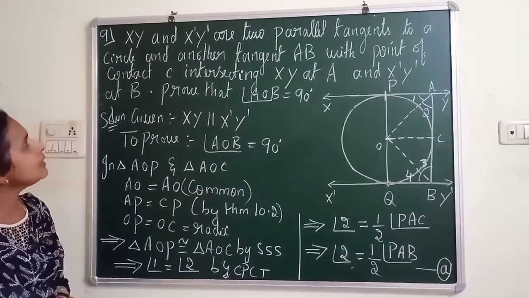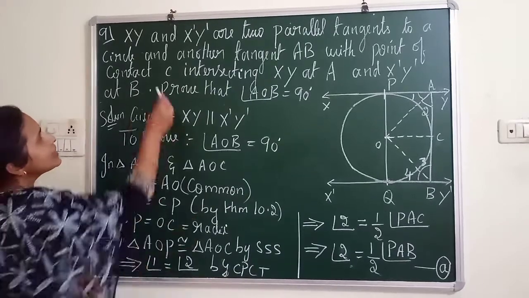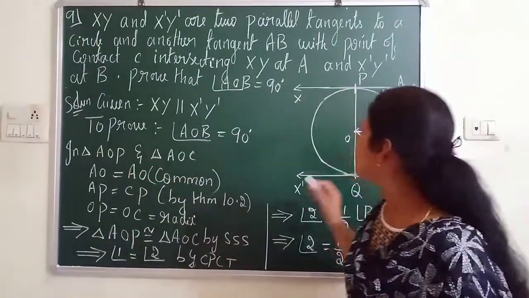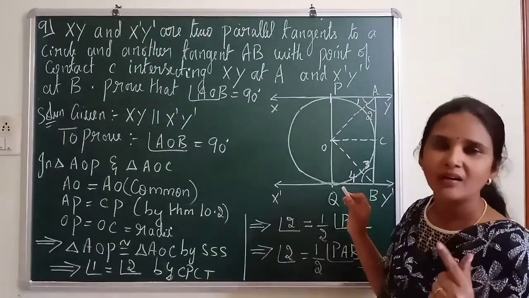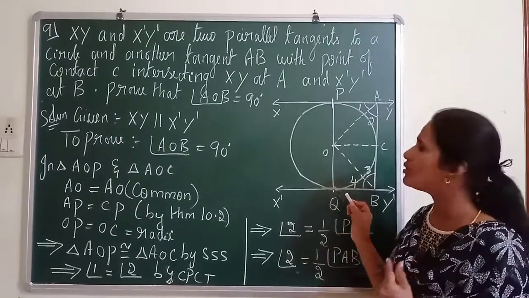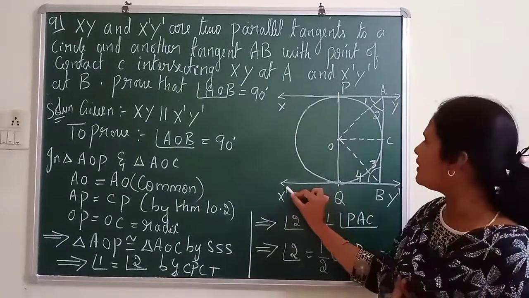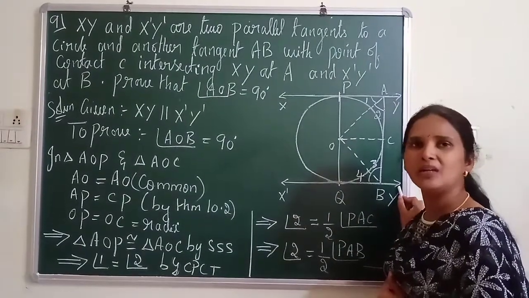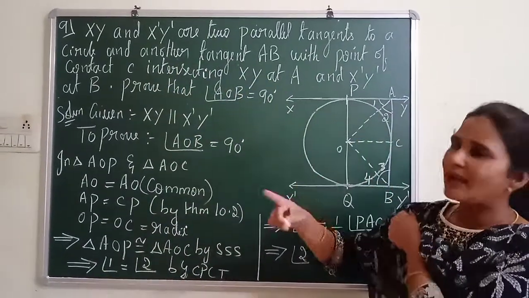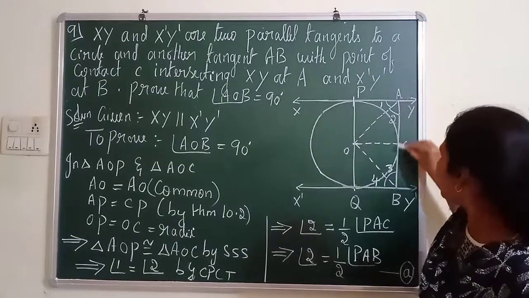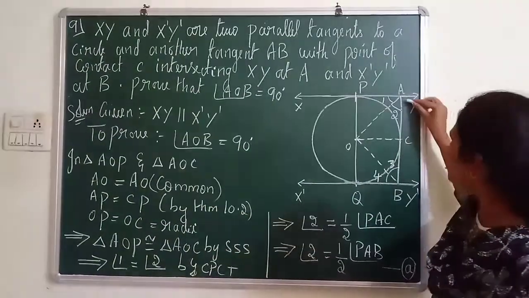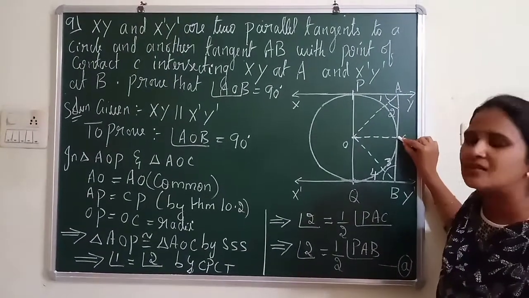So let us read the question. XY and X dash Y dash are two parallel tangents. What is the meaning of parallel tangents? Only two tangents can be drawn which are parallel, and we already proved it in the previous questions. So you can see XY and X dash Y dash are parallel to each other to a circle, and one more tangent, that is AB, with a point of contact C. When you draw this tangent, you have to mark this as C.